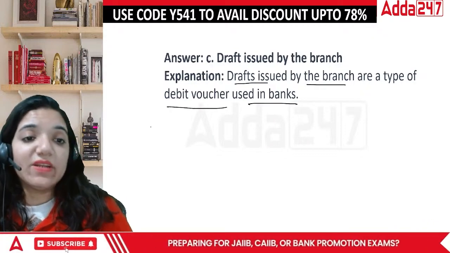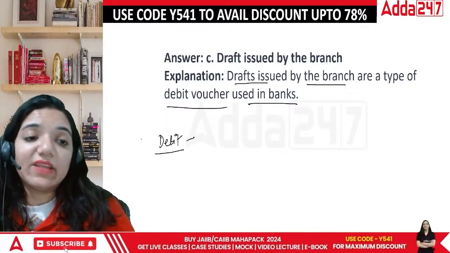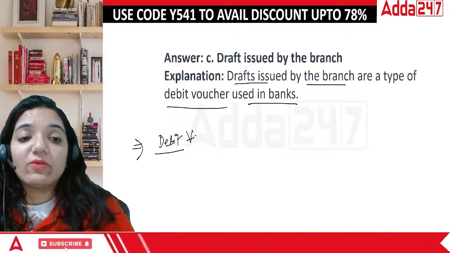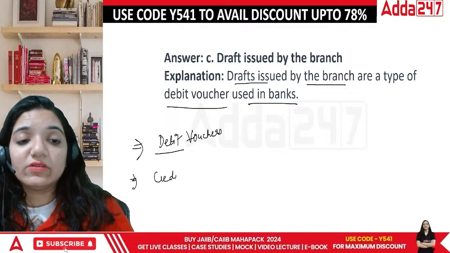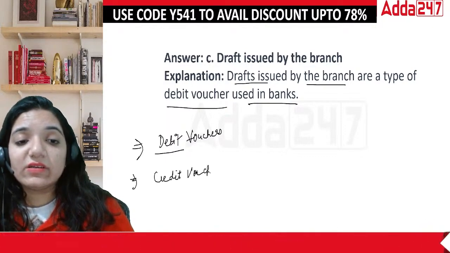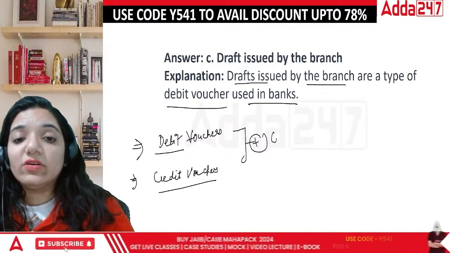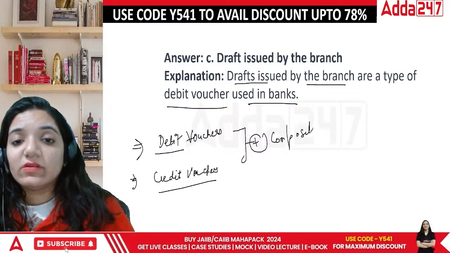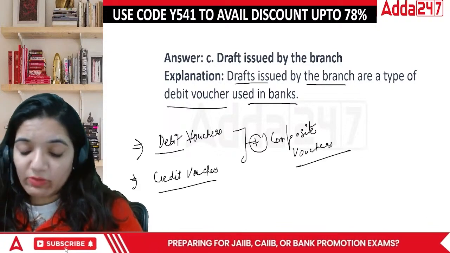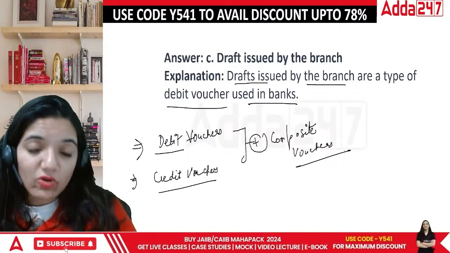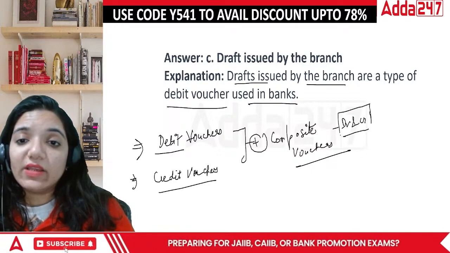So there is only one debit voucher, because drafts issued by the branch are a type of debit voucher in the banks. Everyone, there are three kinds of vouchers. I hope we have done this part just in the beginning. So repeating it again, that is debit voucher where one part is debit. Then we have credit voucher where one part is credit. And where both are there, it is called composite. These are the various types of vouchers: debit voucher, credit voucher, and composite voucher, where you will find both debit and credit items being included.